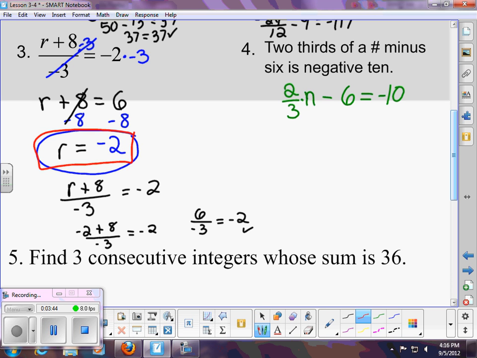2/3 of a number, 2/3 times n, minus 6. We need to get rid of the minus 6 first. The opposite of subtracting 6 is adding 6. That would be 2/3 times n equals whatever negative 10 plus 6 is. Same signs, add and keep, different signs, subtract. So subtract here, 10 minus 6 is 4. Use the sign of the bigger number. 10 is negative, and that would give us a negative 4.